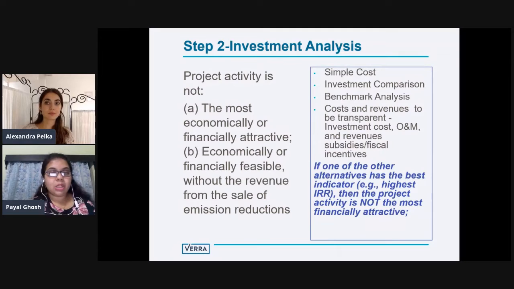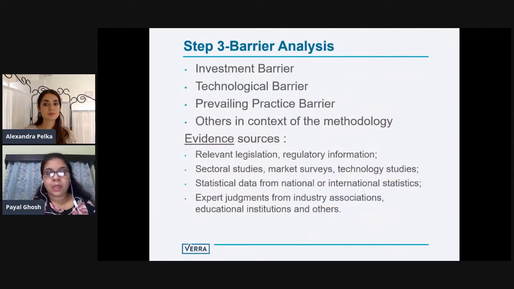So the outcome of this step two is that if one of the other alternatives has the highest or the best indicator, for example the highest IRR, then the project activity is not the most financially attractive, which means that the project is additional. Then there is the barrier analysis. It is not necessary that all projects need to go through this investment analysis. A project proponent can choose to go in for a barrier analysis, which could be any one or all of the following.